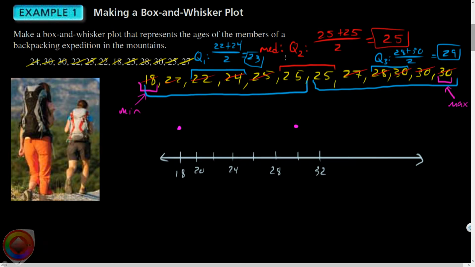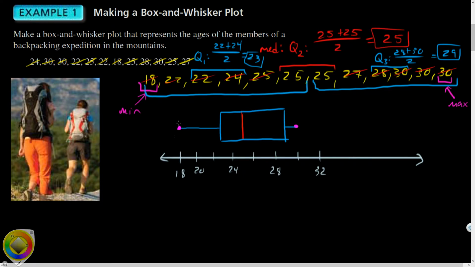My median was 25. So here's 24, 26, so 25. I'm going to draw a vertical line as my median. I'm going to try to be above the 25 there. And my Q1 was 23, right there. And Q3 was 29. And so I'm going to make this box. And some whiskers.